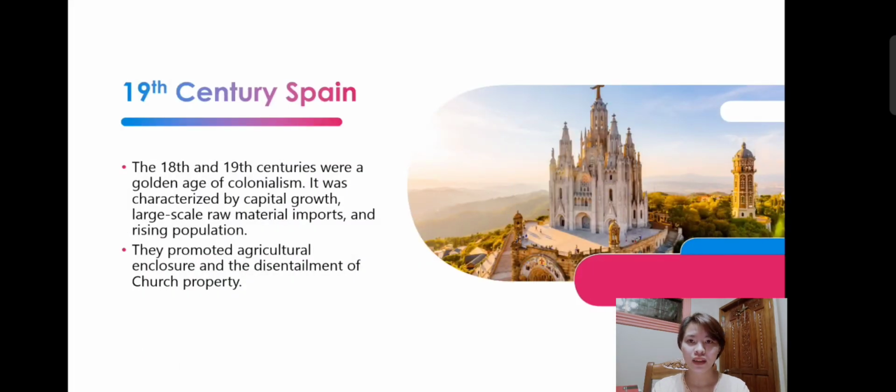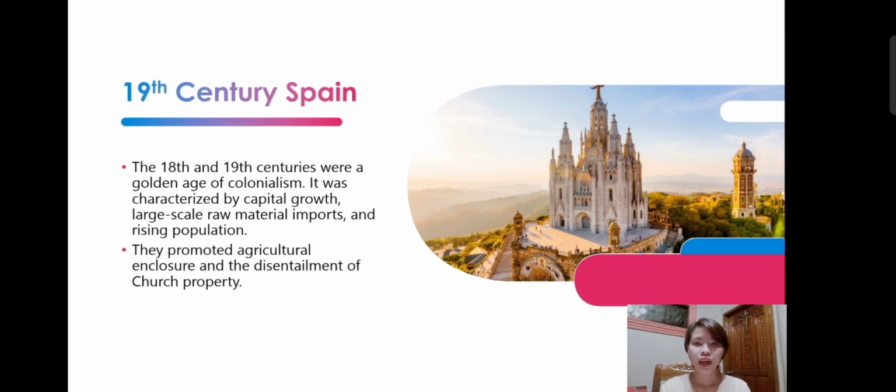19th century Spain. For Spain, the 18th and 19th centuries were a golden age of colonialism. It was characterized by capital growth, large-scale raw material imports, and rising population. Statesmen and administrators favored legislation that would increase output by removing internal custom barriers, production levies, and restrictions on the import of machinery. They promoted agricultural enclosure and the disentitlement of church property. The land issue, however, remained with the aristocracy divided from the peasants.